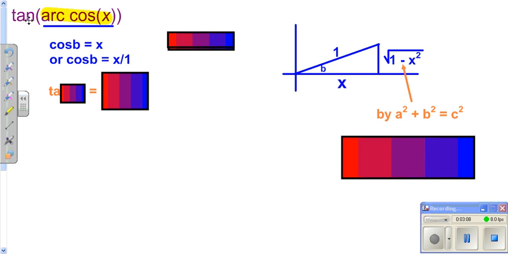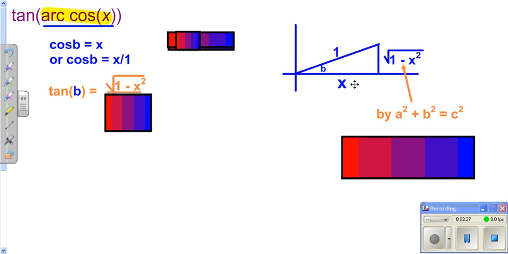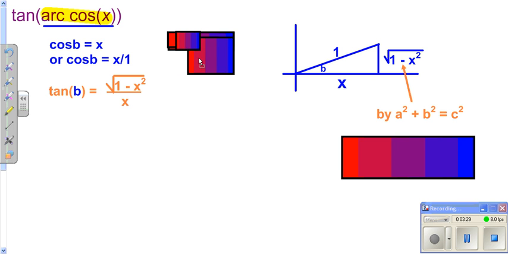You're now just looking for the tangent, and remember this whole highlighted thing is an angle, which we have drawn over here, and we call that angle B. So we're just looking for the tangent of B. Tangent, remember, is opposite, which is our root stuff, over your adjacent. And so then we get our answer.